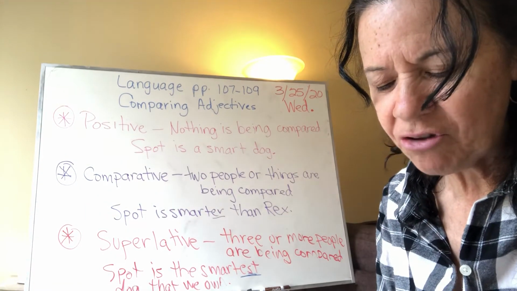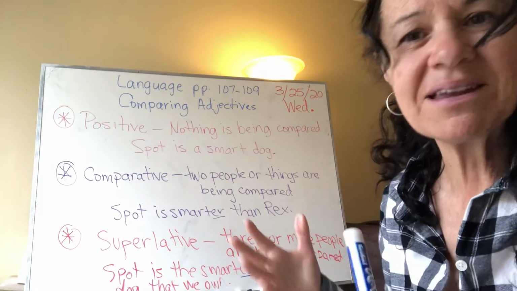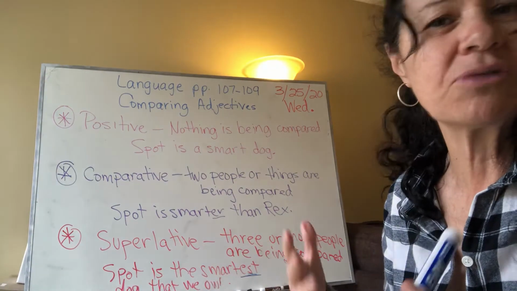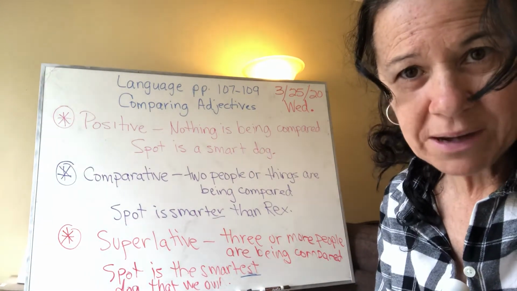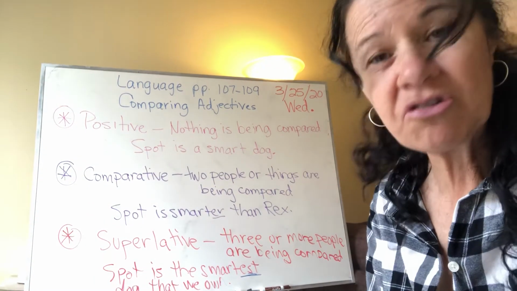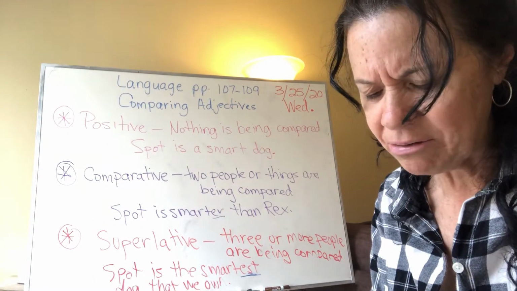And number 10, the strawberry pie is delicious. Positive. We're not comparing strawberry to like banana cream or cherry. Just positive. We're only talking about one kind of pie, not comparing it. So those are some examples of how to use this accurately.